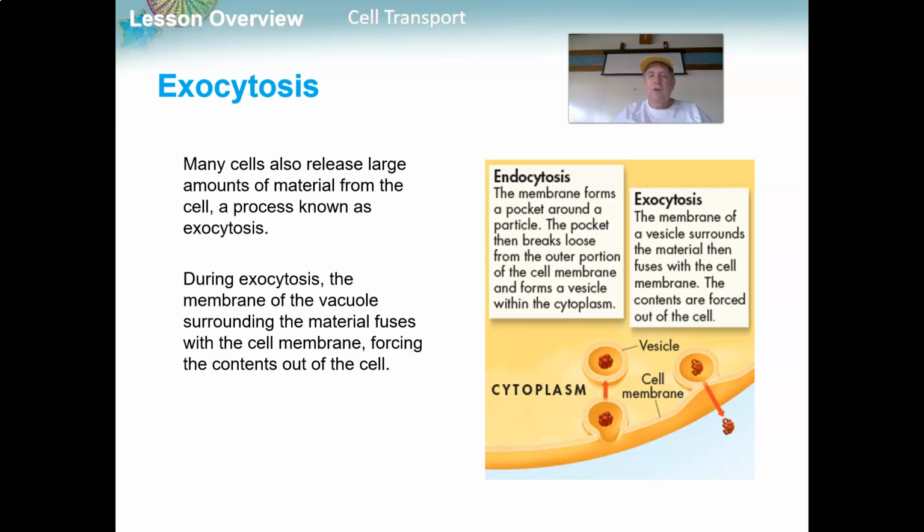Friends, we are now done with active transport. So you've learned about the cell membrane, passive transport, osmotic pressure, and now active transport.